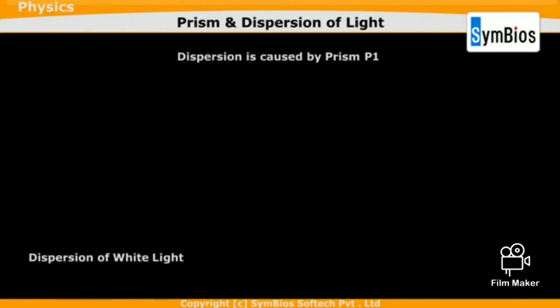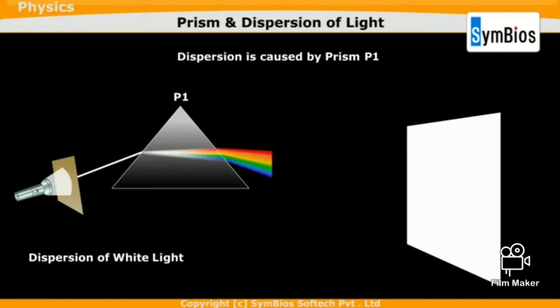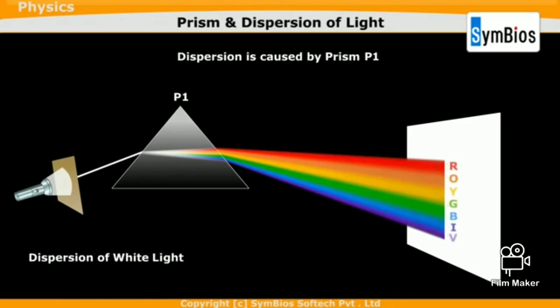Consider this experimental setup of a torch, a prism and a screen. Take the prism and place a screen behind it. Now allow a narrow beam of white light to pass through the prism. This white light splits and we can see a band of 7 colors on the screen.